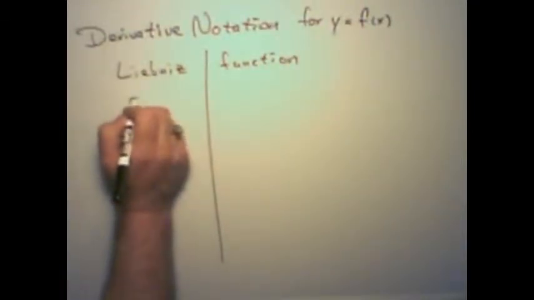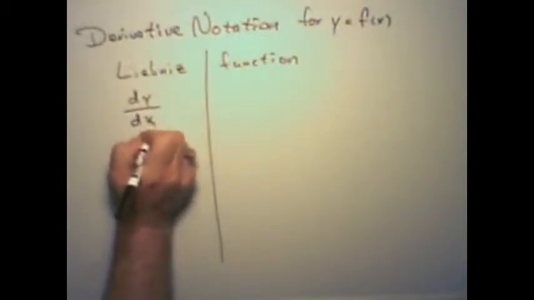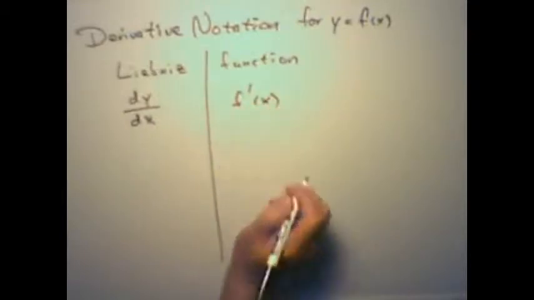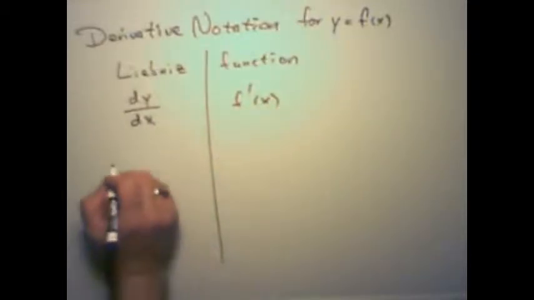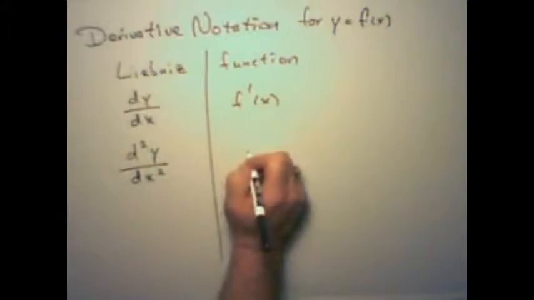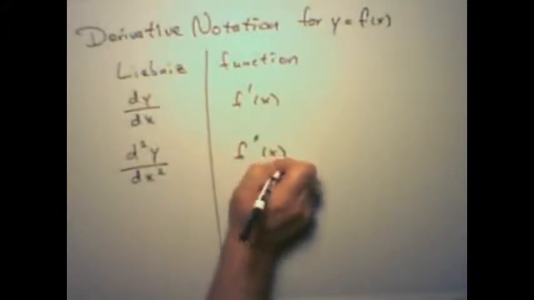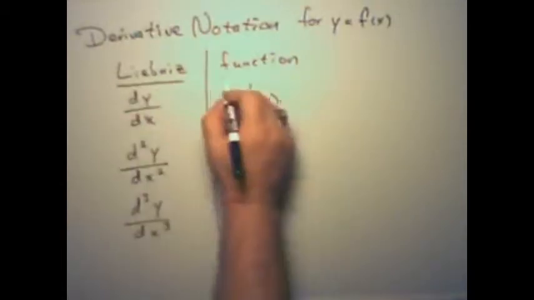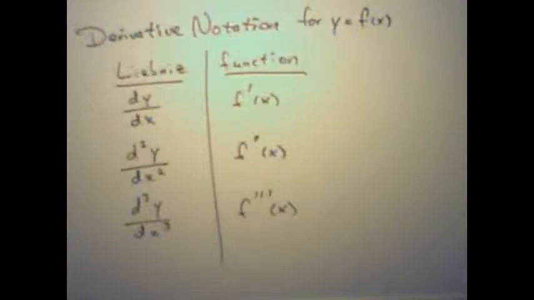In Leibniz notation, the first derivative is written as dy over dx, which represents the change in y over the change in x. In function notation, it's written as f prime of x. The second derivative is written as d squared y over dx squared, or f double prime of x. And the third derivative would be d cubed y over dx cubed, or f triple prime of x. These are the two standard notations, and it goes on and on from there. Fourth, fifth, sixth derivatives. In the real world, you almost never get anything past the second derivative, though.